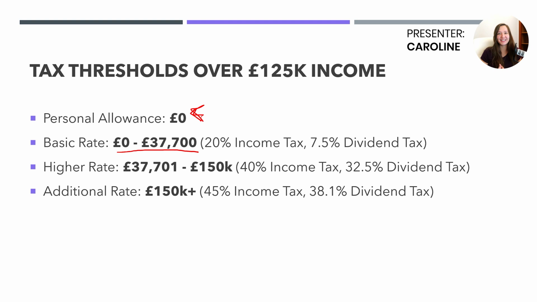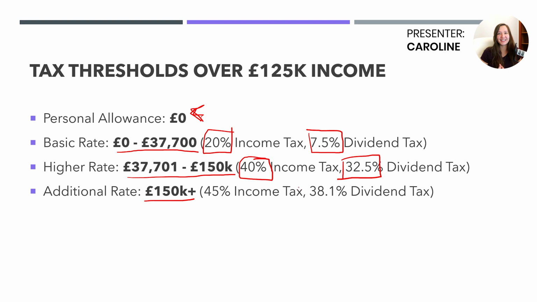So as you can see, this kind of means that that personal allowance is not going to be taxed in the higher thresholds because it has to go somewhere. So you get up to 37,700 as the basic rate at 20% and 7.5% for dividends. And the higher rate you have from 37,700 up to £150,000 would be the 40% bracket for income tax and 32.5% for dividend tax. And then you've got the additional rate. So anything after 150,000, you still have 45% on income tax and 38.1% on dividend tax.